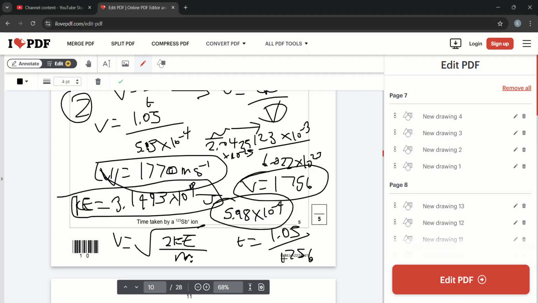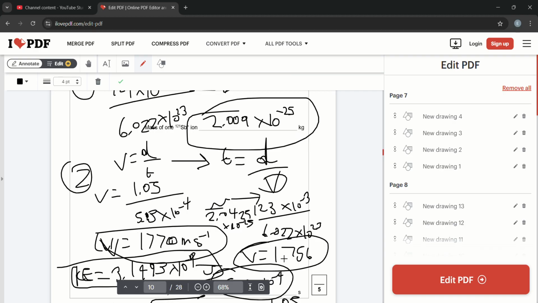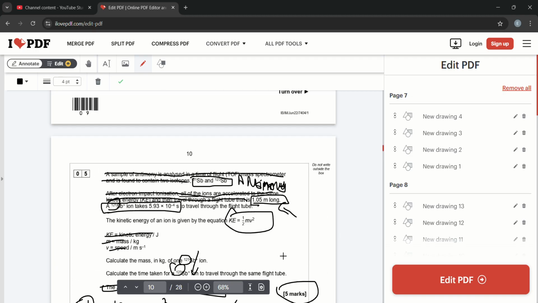Find the mass of the 123 Sb plus ion, 123 times 10 to the power minus 3 divided by Avogadro's constant. Substitute that in, get the velocity. Velocity is distance divided by time. Time is distance divided by velocity. Distance is 1.05, the length of the flight tube, which is the same for the 123 Sb plus ion and the 121 Sb plus ion, divided by 1756, and you get 5.98 times 10 to the power minus 4 seconds. And that's the end of question 5.